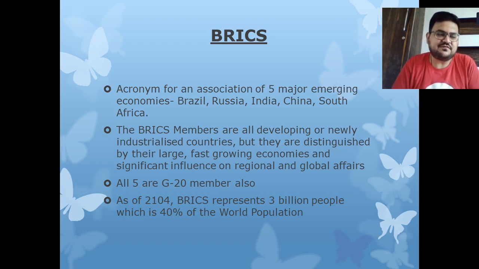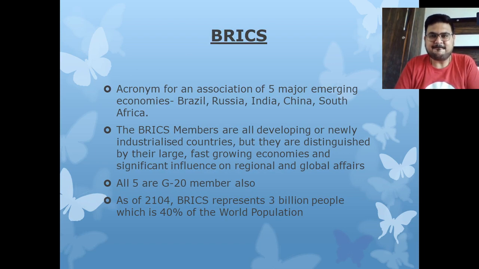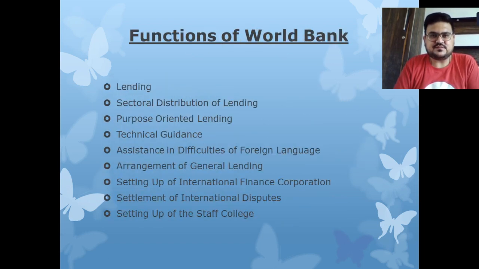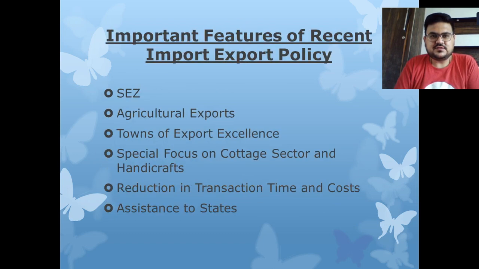So these are the top 5 developing countries of the world, and that's how they have come together. They are also G20 members, and almost 40% of the world population, that is 3 billion people, reside here. This is a huge market that they have to their exposure. So BRICS is another group of trade. That's how foreign trade comes into the picture. So this is where we are done with our chapter 8.